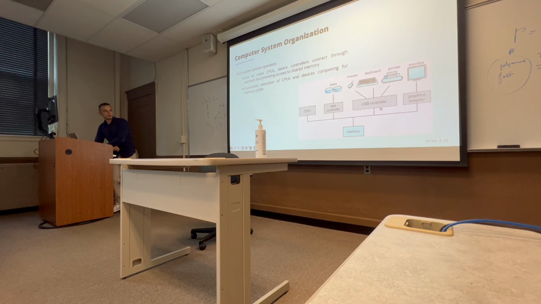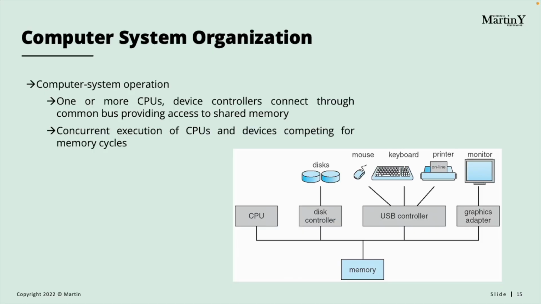And yes, this is how a complete computer system looks. Usually you have a CPU, you have some disks, so you need a disk controller. You have devices that are connected these days by USB, so you have a USB controller. And finally, for the monitor, you have a graphics adapter. So we'll need to see in the future how each of those components is implemented inside the operating system.